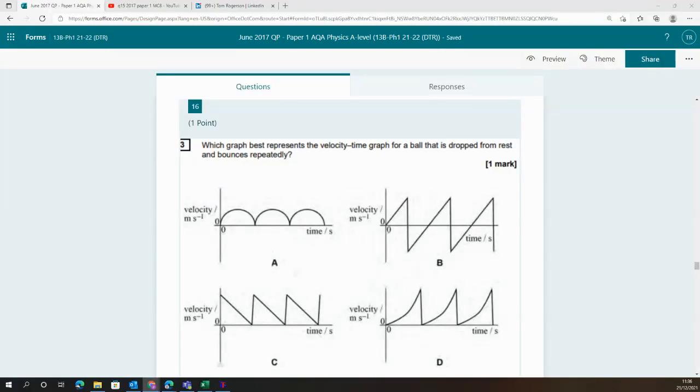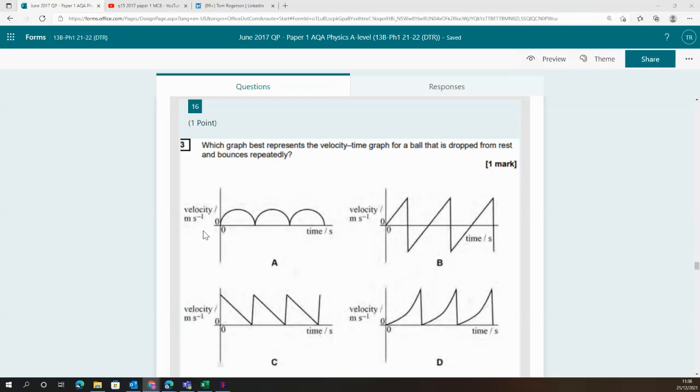This question is testing whether or not you understand what's going on with the velocity time graph. And we're told that we've got a velocity time graph for a ball that's dropped from rest and bounces repeatedly. So think about it, imagine a ball being dropped and bouncing, hitting a desk or a table. Okay, so we've got that idea.